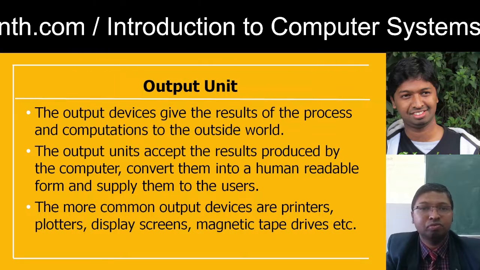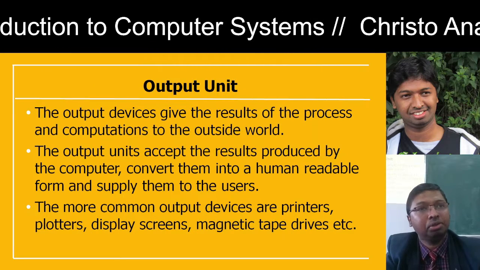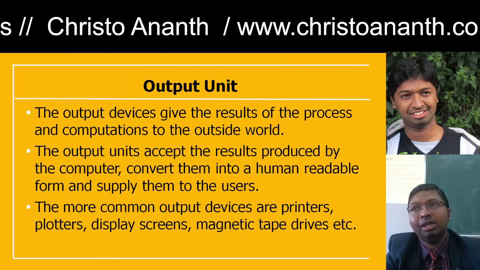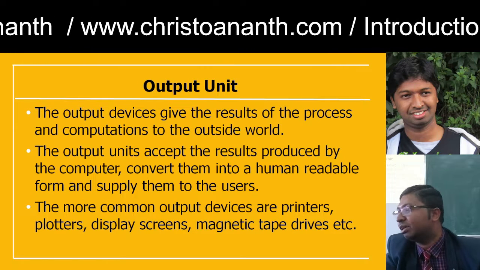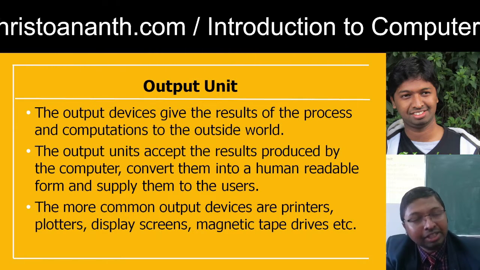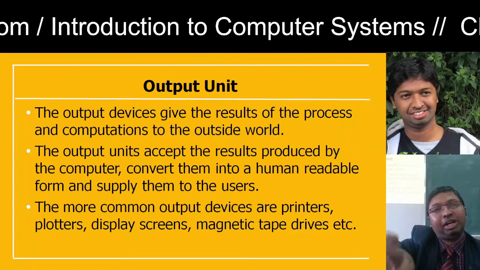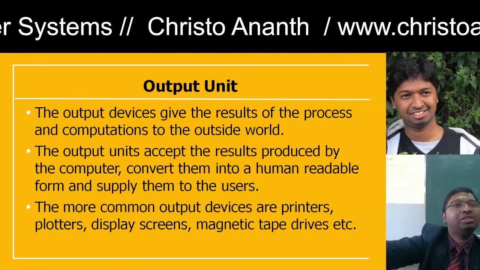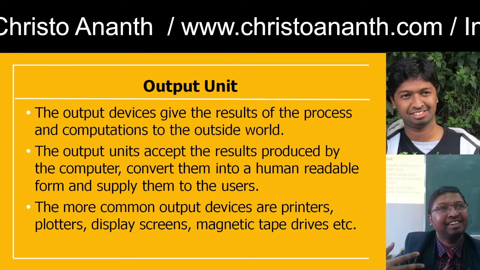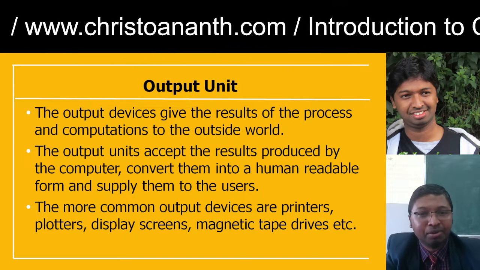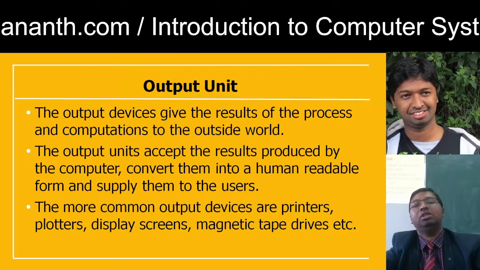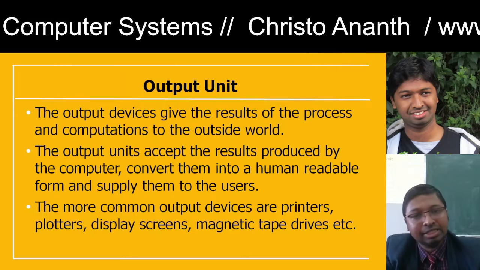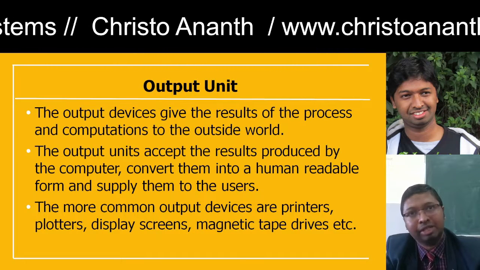Then you have the output unit. Of course, you know the output unit provides the output. The output unit accepts the results produced by the computer. The computer will have machine language, and everything in machine language should be converted to a human understandable form. Yes, it will produce the output, but we should understand it. So it is converted into human readable form and supplied to the users. Common output devices are printers, plotters, scanners, display screens, magnetic tapes, tape drives, and so on.